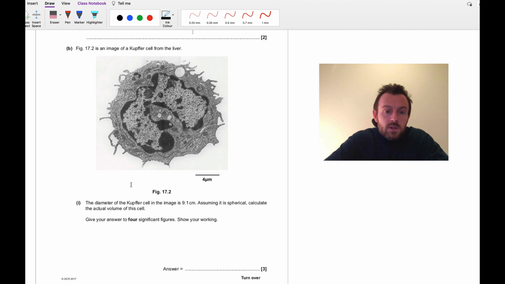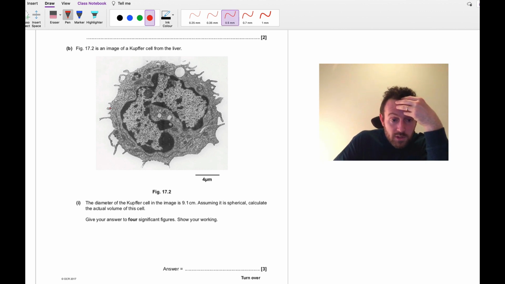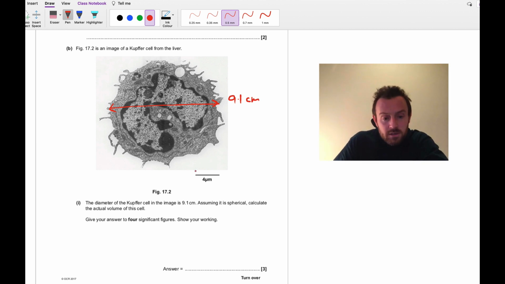B. Kupffer cell from the liver. The diameter of the Kupffer cell in the image is 9.1 centimeters. Assuming it's spherical, calculate the actual volume of this cell. Give your answer to full significance figures, show your working. Okay, so I'm going to struggle with this one because I can't measure it on my computer screen. But what we're saying, the actual diameter is 9.1 centimeters. So the first thing you need to do is measure this length with your ruler and figure out how many centimeters it is.